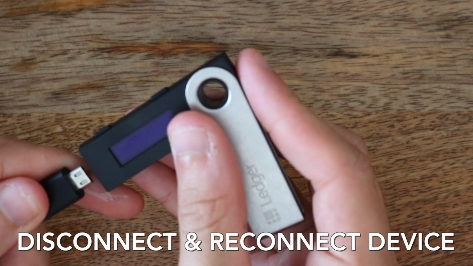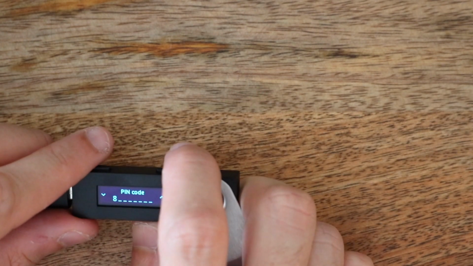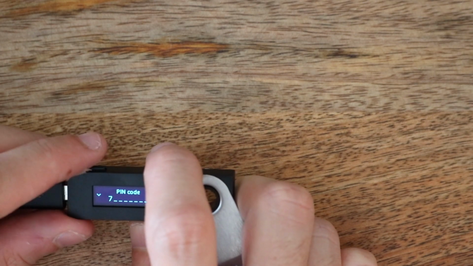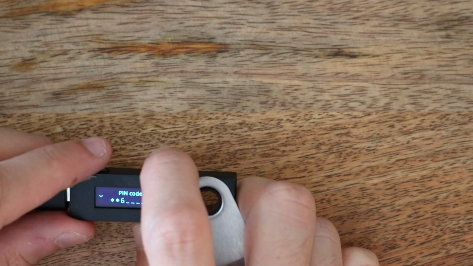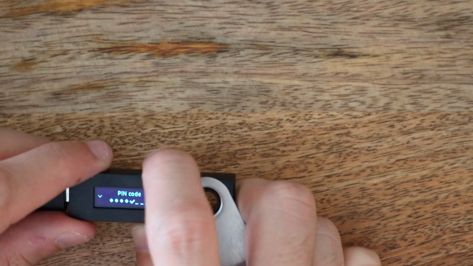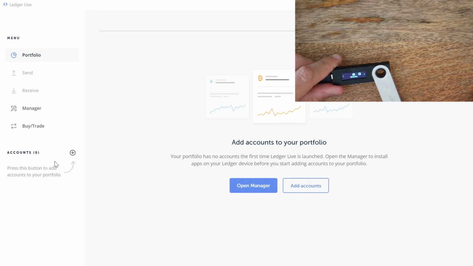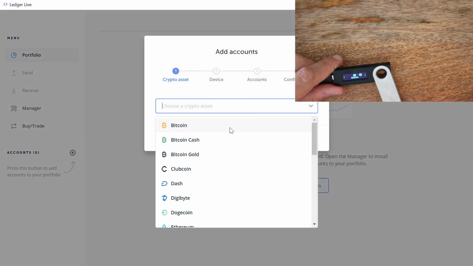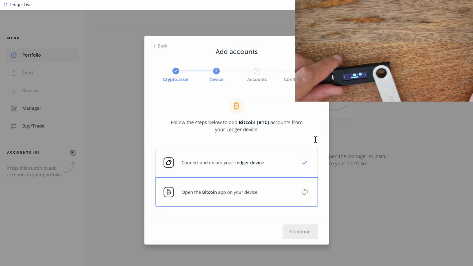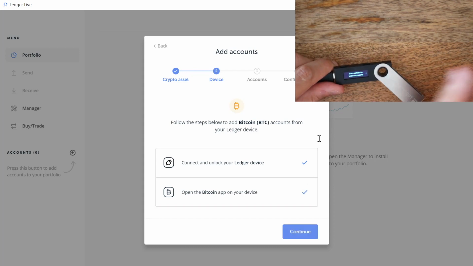Okay. And then we're going to reconnect. Now I'm going to put in the 25th word protected pin. And that one was 7777. And check. All right. So now we're over here in Ledger Live, right? And I want to see this wallet that I made that's 25th word protected. So we're going to add accounts. I'm going to choose Bitcoin. And hit continue. And it's unlocking the Ledger device. It's telling me to open up the Bitcoin app, so I'll do that.